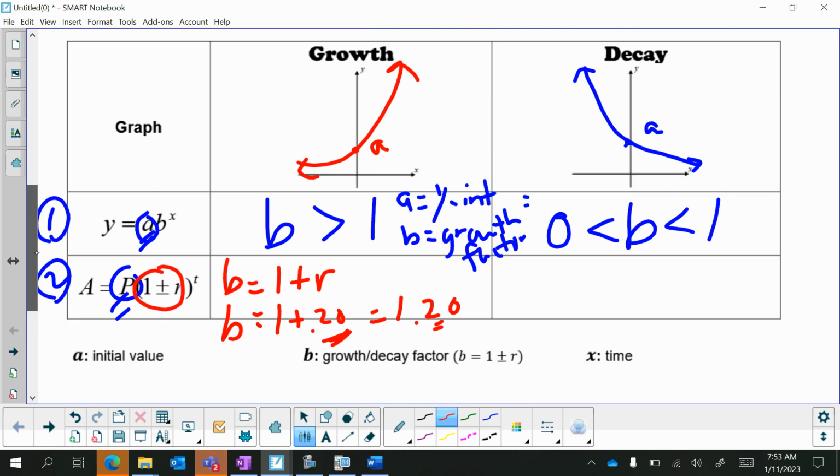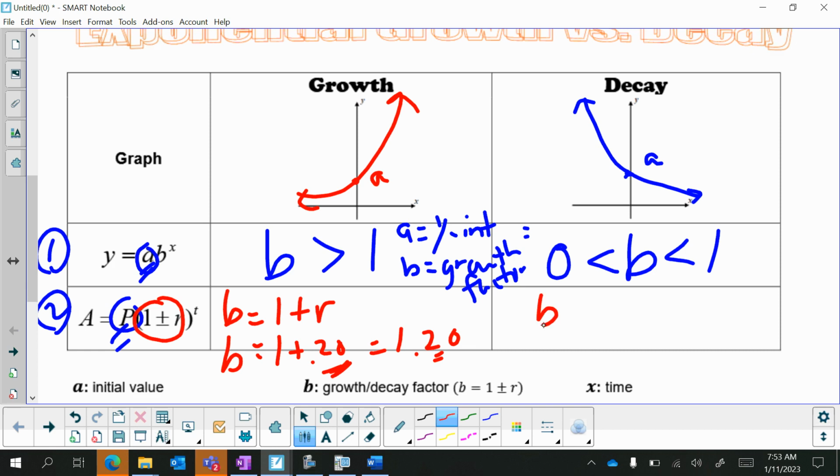Decay would be 1 minus the rate. So the B is equal to 1 minus the rate. So this would be if you have a decimal or a fraction base, like let's say it was decaying by 20%, then it would be 1 minus 0.20. So then the base, which is the growth factor or decay factor, would be 0.80, which would mean that there's 80% of the substance that remains, but 20% of the substance decayed. So when you're looking at the decay factor, you want to consider that whatever you're looking at is actually what remains, not what part decayed.